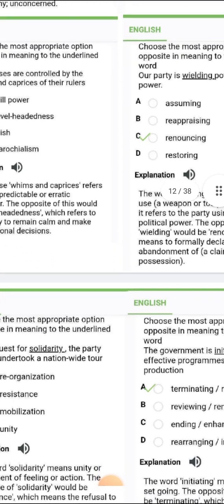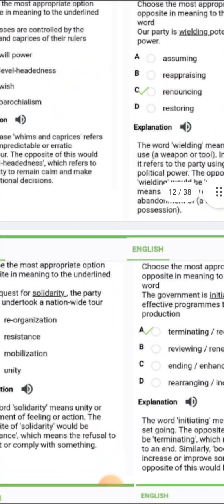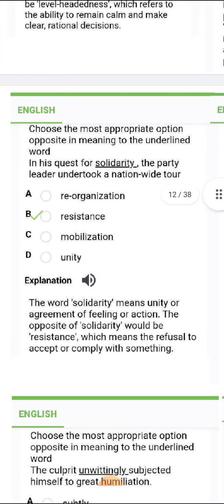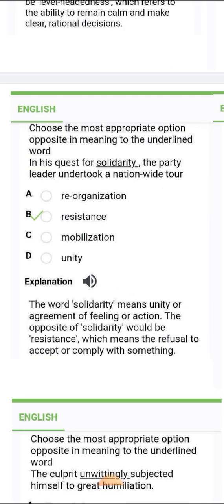Okay, let's go to the next one, which is solidarity. We have solidarity. Solidarity is resistance. The word solidarity means unity or agreement of feeling or action. The opposite of solidarity will be resistance, which means the refusal to accept or comply with something. Right? That is solidarity.